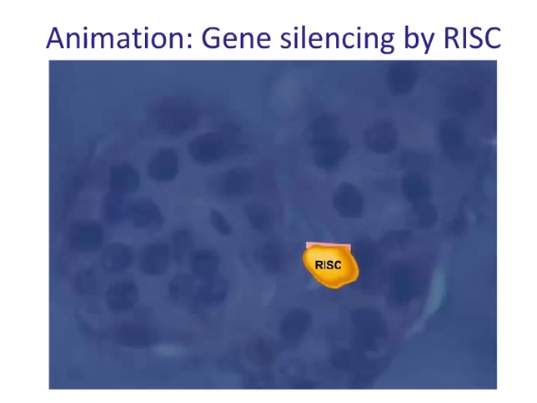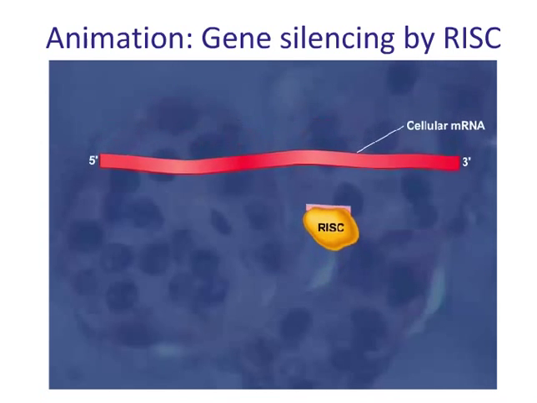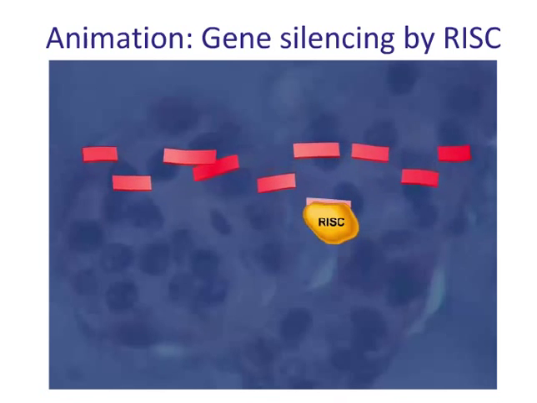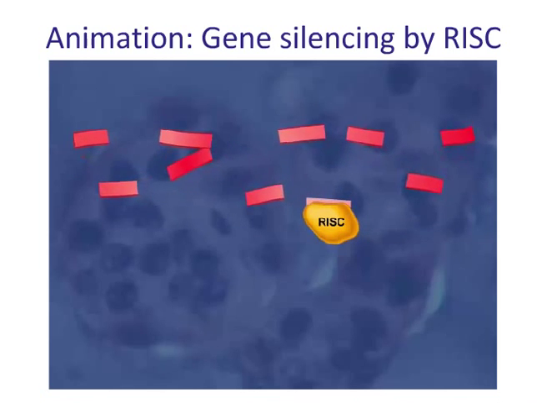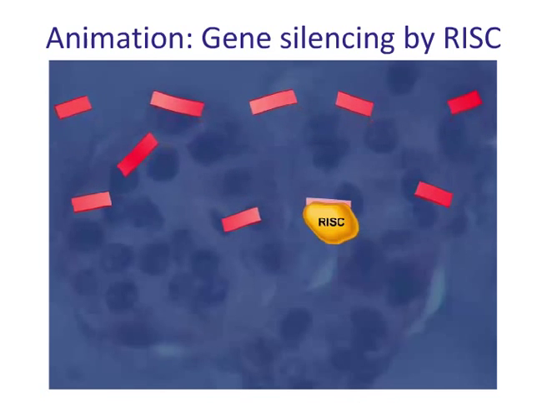The silencing complex can then associate with cellular messenger RNA that has a region of sequence homology with the RNA fragment in the RISC. The messenger RNA is then degraded. The presence of this rapid degradation mechanism can reduce and even effectively eliminate translation of the messenger RNA for the gene in question, thus interfering with gene expression.